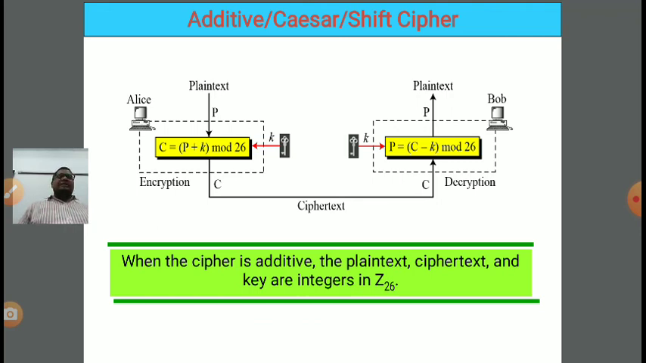Now in the next lecture we will study the multiplicative cipher, and after that we will learn about the affine cipher, which is a combination of the additive cipher as well as the multiplicative cipher. In the additive cipher we applied the addition operation, and in the multiplicative cipher we will apply the multiplication operation. Mod 26 will be the same because we are taking only alphabets in the plain text, so there are 26 possibilities, and in the ciphertext also there will be 26 possibilities in the case of the Caesar cipher or shift cipher.